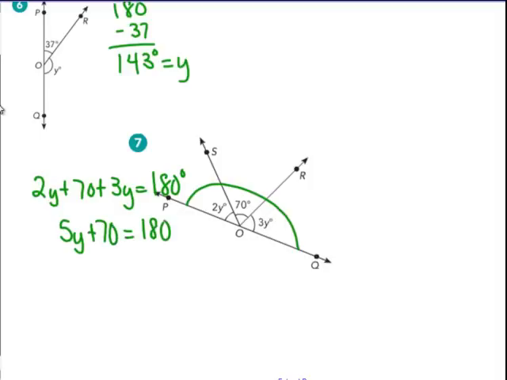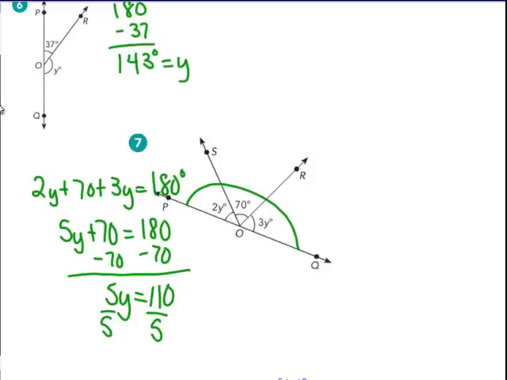So you have a two-step equation here. Subtract 70. You get 5y equals 110. What would you guys do next? Divide by 5. Y would equal 22, correct, yes. Y equals 22.